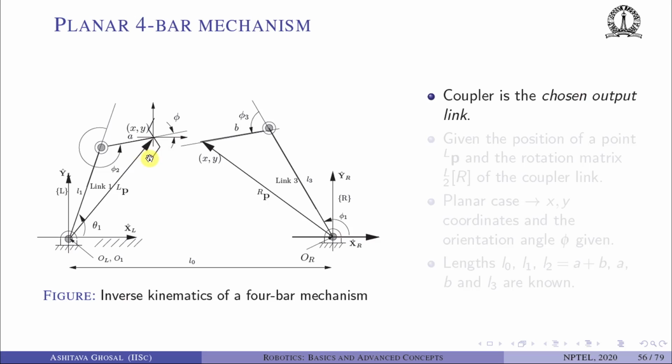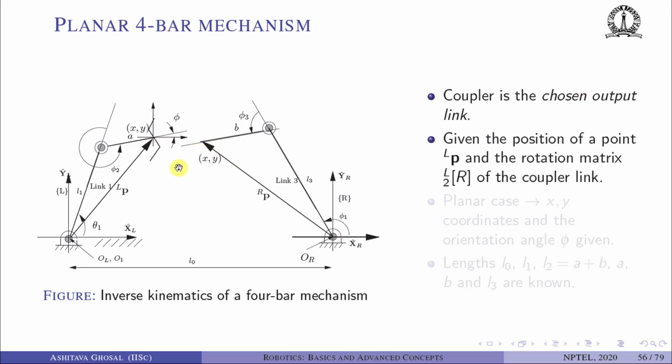We are given the position vector of a point on the coupler link and the orientation of the coupler link with respect to the fixed left-hand side coordinate system. We have broken it at this place as shown in this figure. A is at the point of breaking in the coupler link, and from this side it is B. We are given X, Y, and this angle phi, which is the orientation of this coupler link. And what do we have to find out? Theta 1 and phi 2. What else is given? L1 is given. All the geometry is given: L1, L0, L3, and this A and B, which together add up to L2.